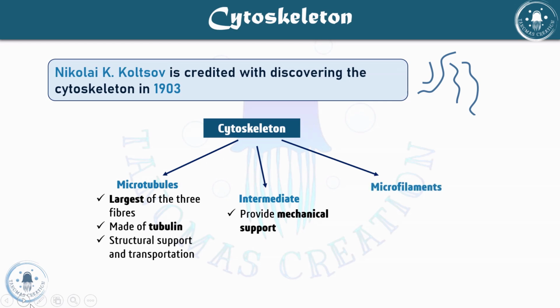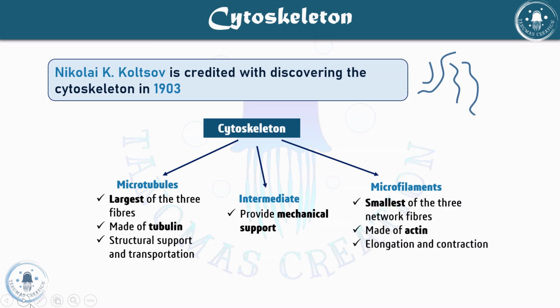And the third one is microfilaments. These microfilaments are the smallest of the three network fibers. They are made of actin, and the major function is elongation and contraction. So these fibers act like the skeleton, the backbone of the cell. They provide structural support, mechanical support, and allow the elongation and contraction of the cells when required. So this is the third organelle that doesn't have a membrane.